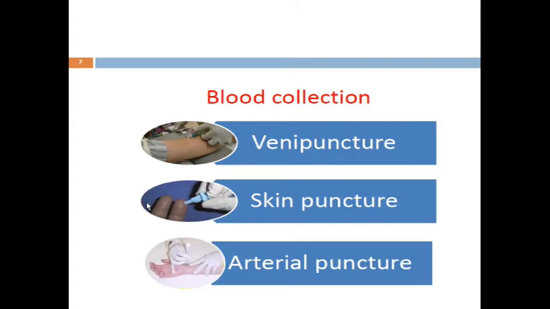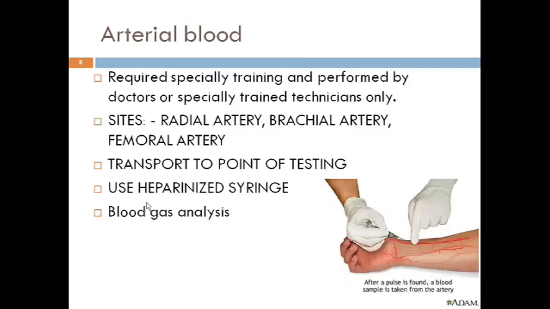At the very first, I told you there are three types of blood collection: vein puncture, skin puncture and arterial puncture. Arterial blood is collected for blood gas analysis.